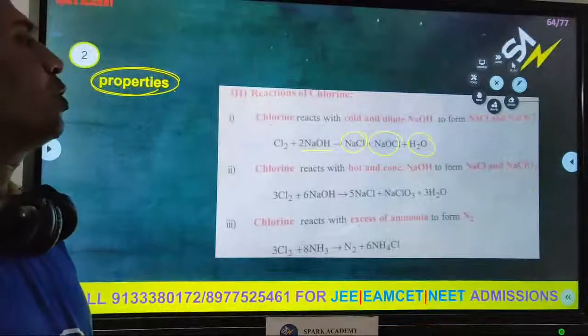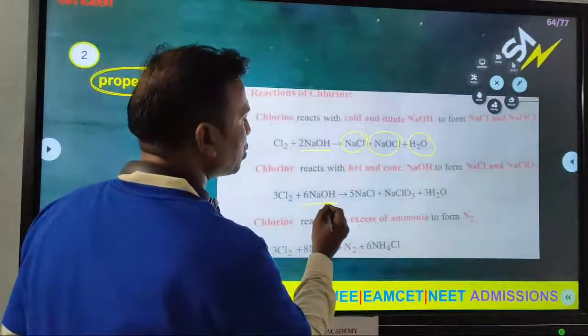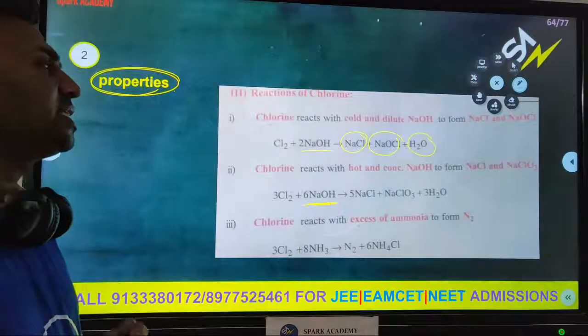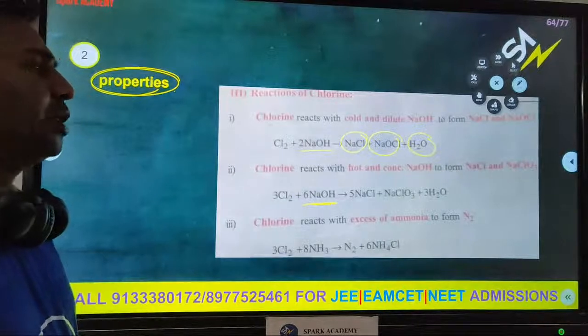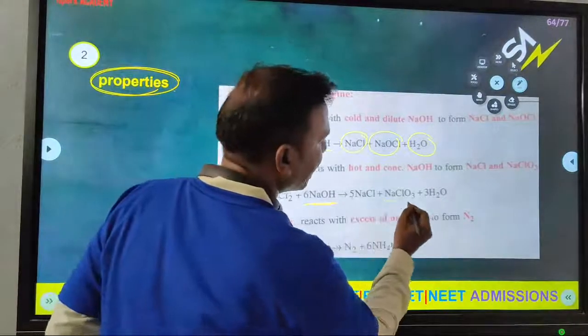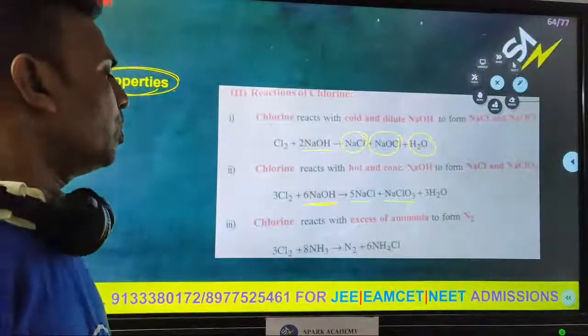Next, the same chlorine reacts with hot concentrated sodium hydroxide. Here we increased the number of moles of the sodium hydroxide to 6. Now the result is first NaCl, second NaClO3 and H2O.